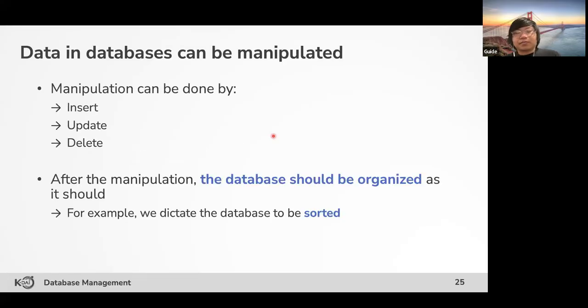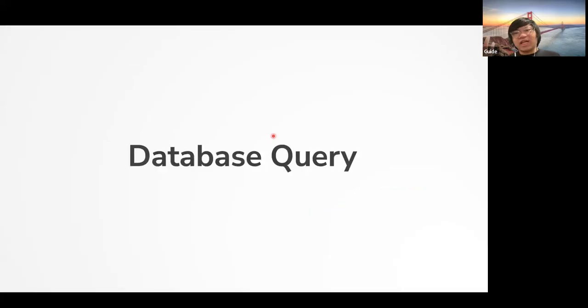Data in databases, when you manipulate it, whether you insert new rows, update all rows with new values, delete rows, do whatever you want, the database should still be organized as it should, and it must still be correct as we define. That's all. Pretty simple, right?